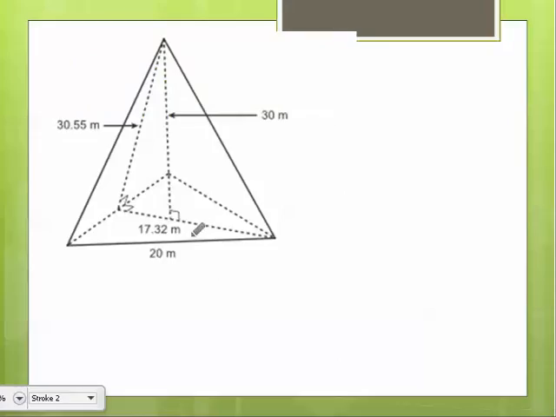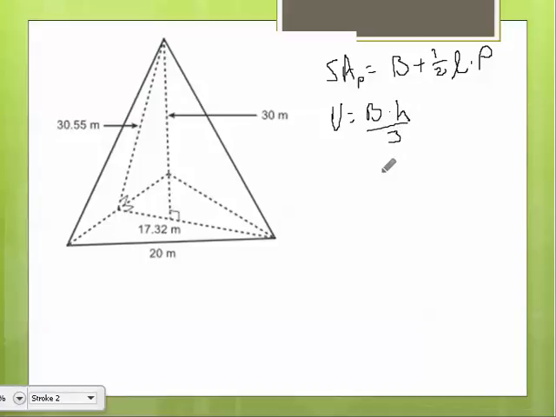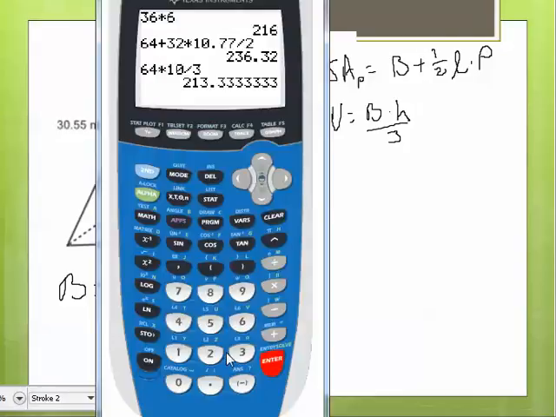Okay? Let's look at this one. We're going to do the same thing. We're going to find the surface area of this pyramid. So we want to find the area of the base plus 1/2 the slant height times the perimeter. And we want to find the volume, and that's going to be area of the base times the height divided by 3. Now, the only issue here is that my base is a triangle. And so the area of the base is going to be 1/2 times 20 times 17.32. That is the area of the base.